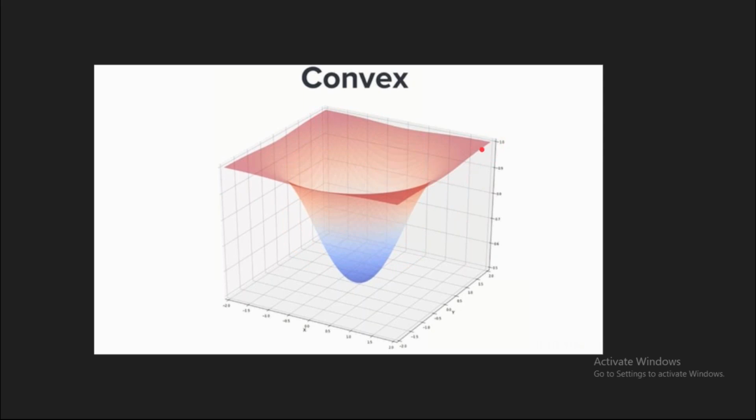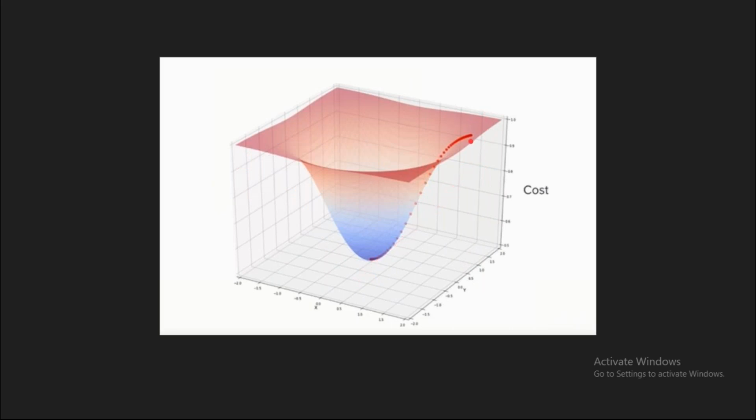So I am at this point. I am stuck at this point. So what do I do to get down the mountain? I will be taking small steps, small steps, and so on and so forth. I'll be reaching this point, and this is what my cost function is like.